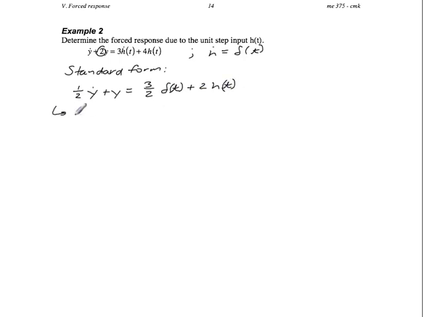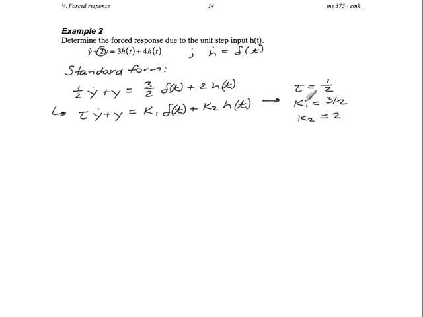So this will be written as tau y dot plus y, and then I have a coefficient I'll call k1, define that in just a bit, another coefficient of k2 for h of t. Just a reminder here that tau is equal to 1/2, k1 is 3/2, and k2 is 2. So what we're going to do is try to use what we learned for the general first order system to our inputs of the step and the delta and combine those.